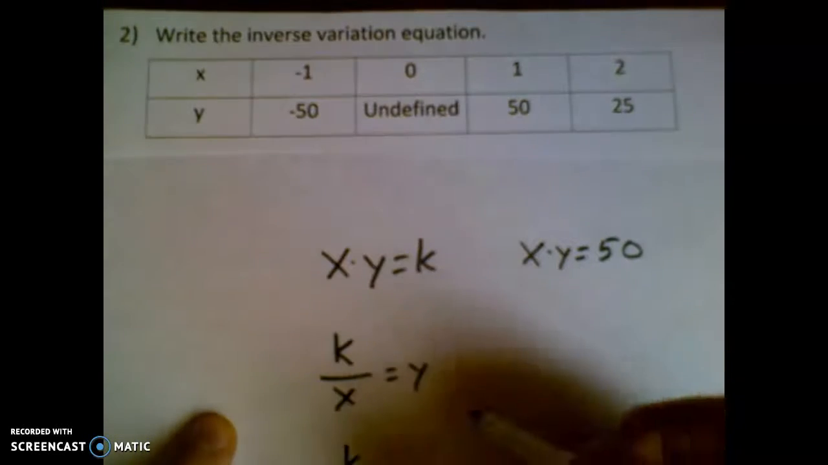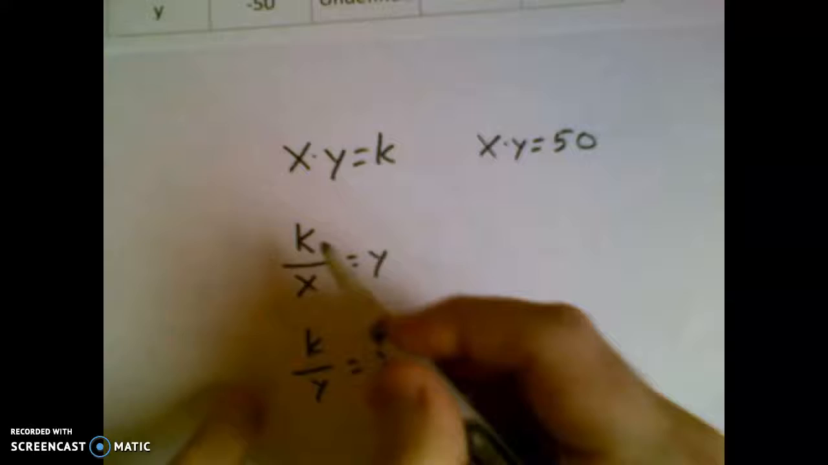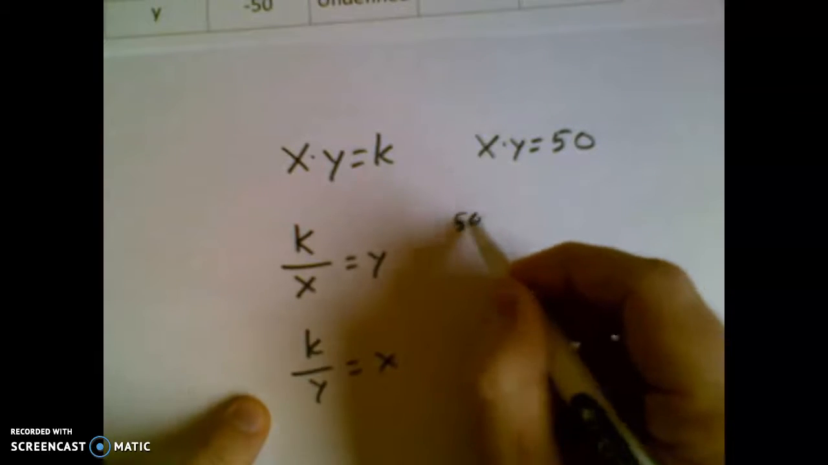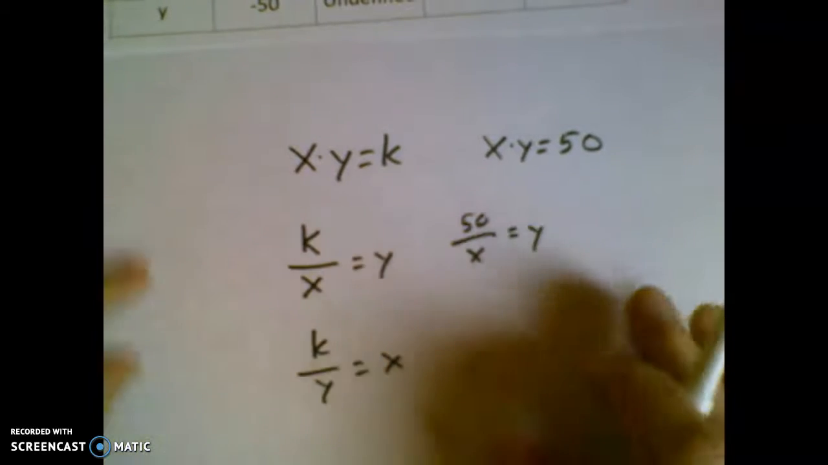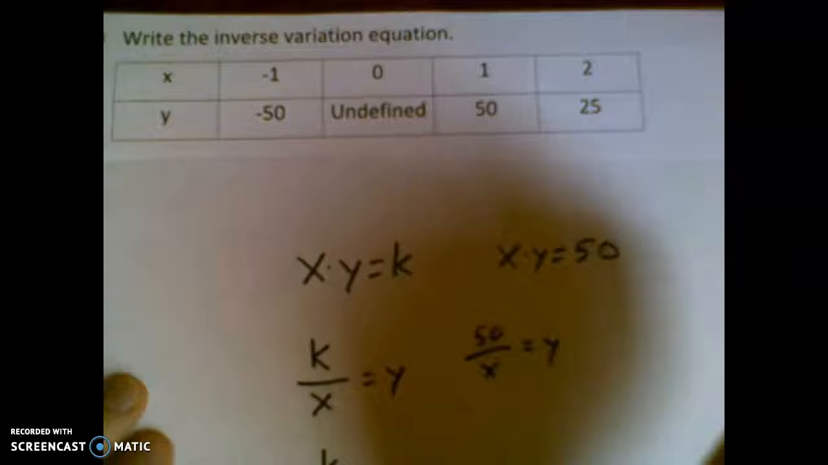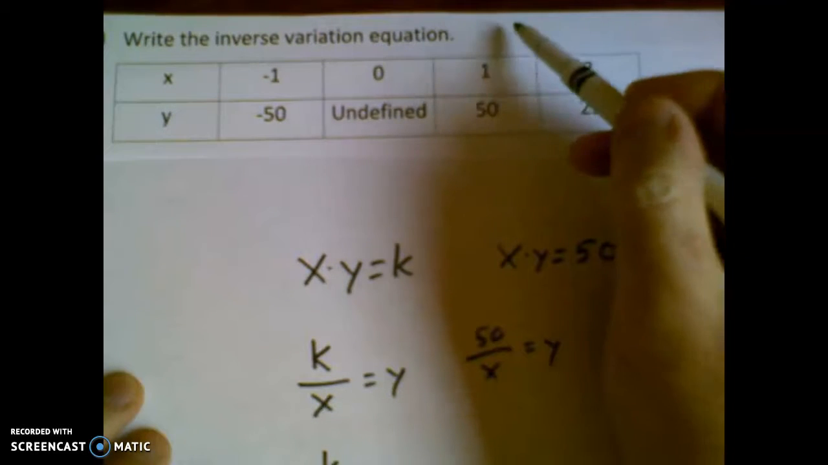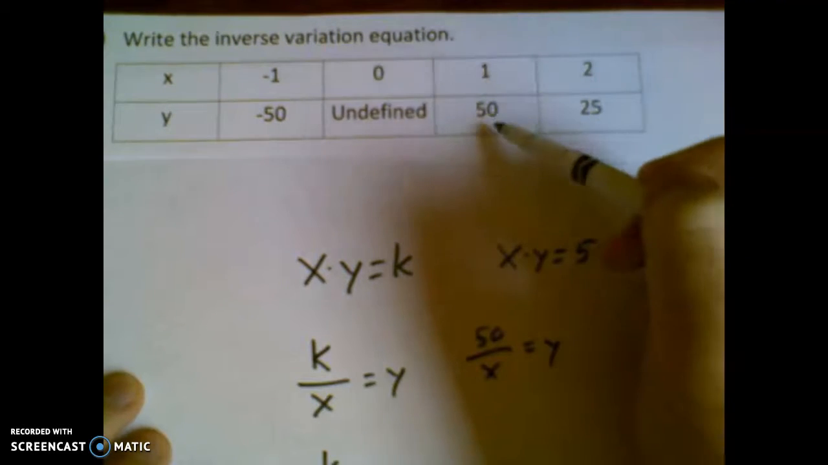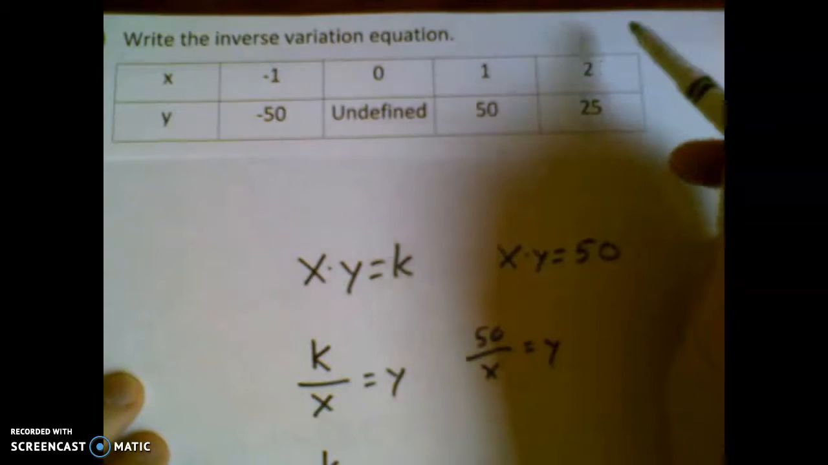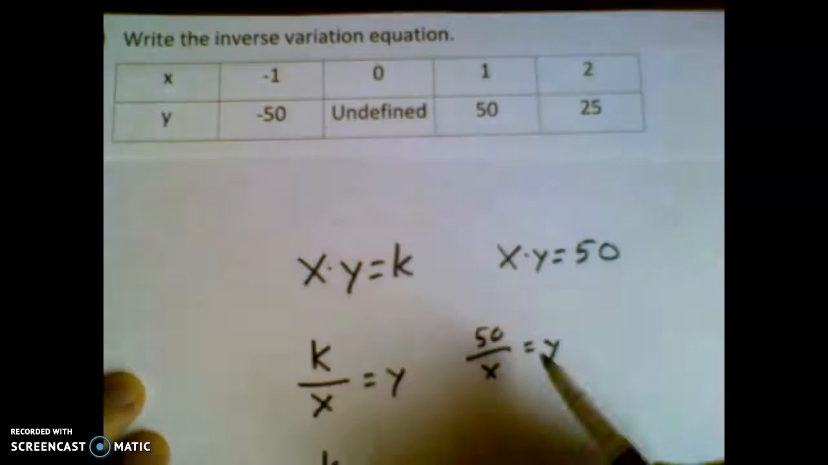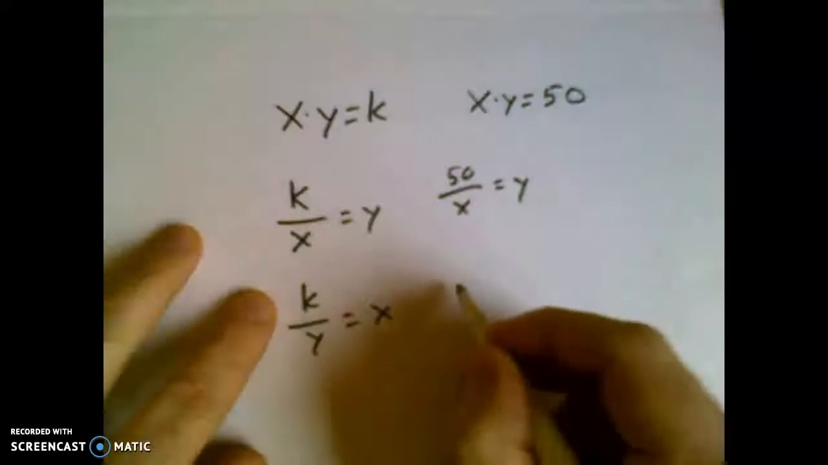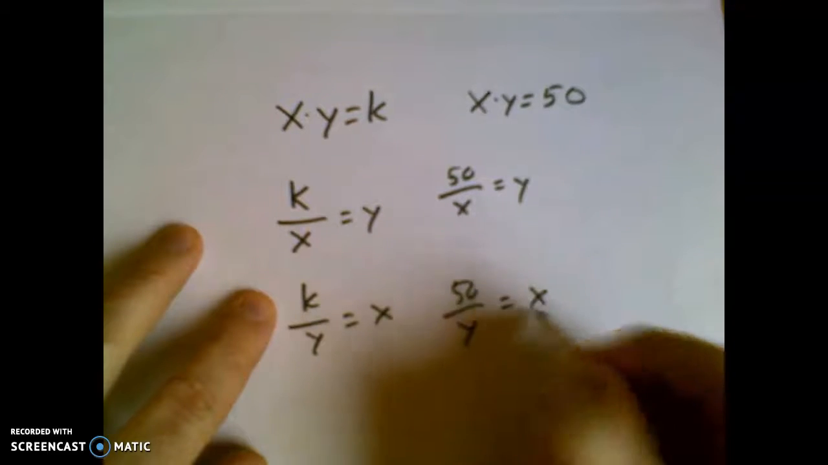If you want to write it in one of these other forms, the constant is 50, so you could say 50 divided by x will give you your y, which is telling you that let's say you take 50 and divide it by this x. 50 divided by 1 gives you 50. 50 divided by 2 gives you 25, so that's what that's telling you. Or you could write it as 50 divided by y equals x.